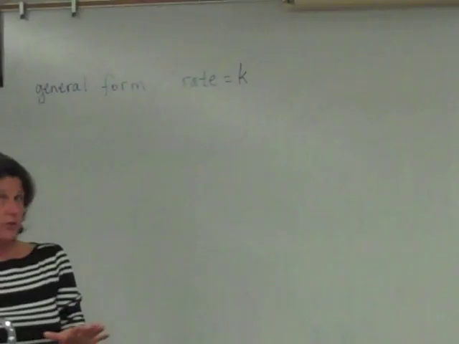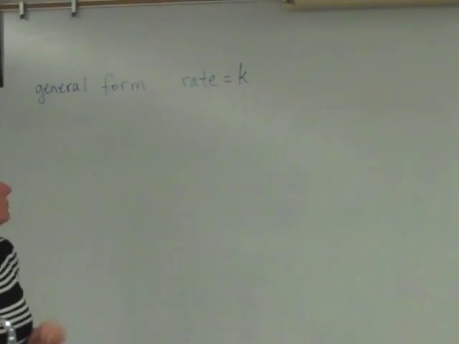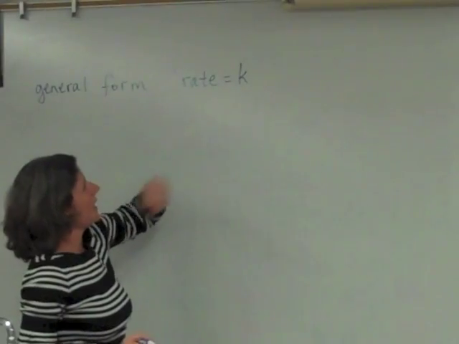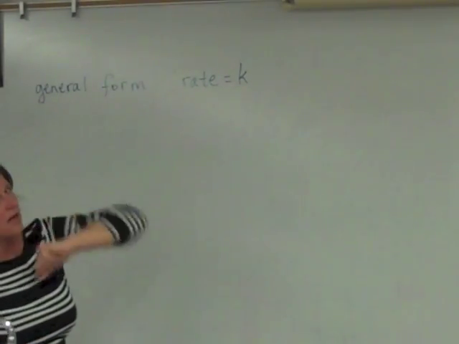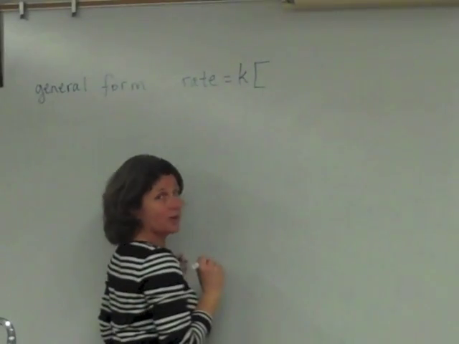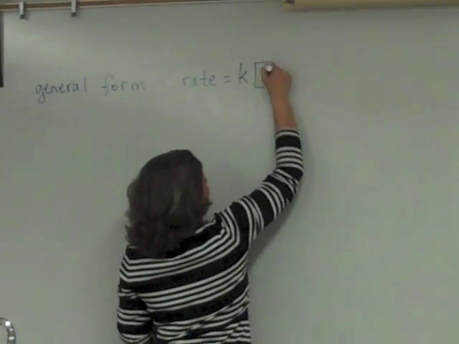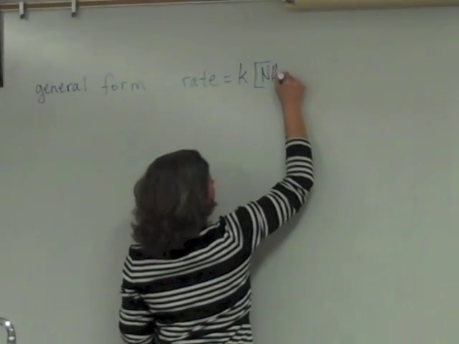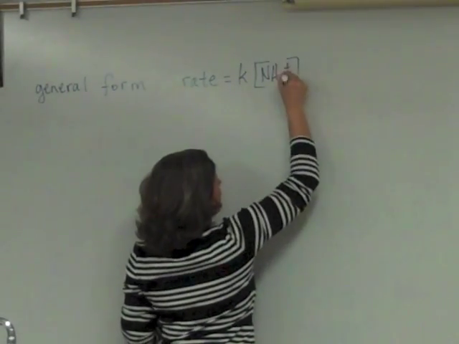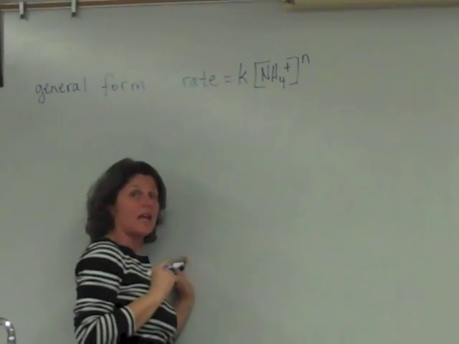Okay, and you had this in your notes yesterday. In its simplest form, rate equals k times the concentration of our reactants. And so we've got ammonium, NH4+, and we're going to say that's to the nth power.